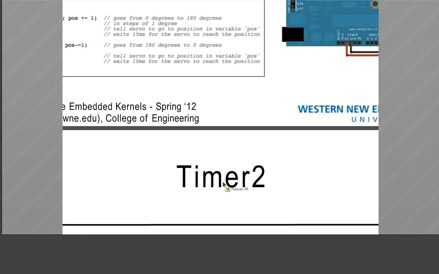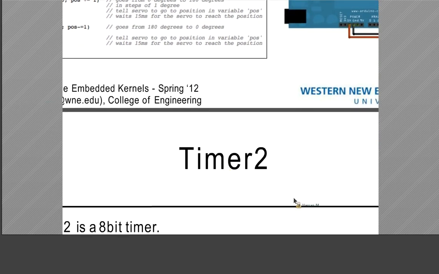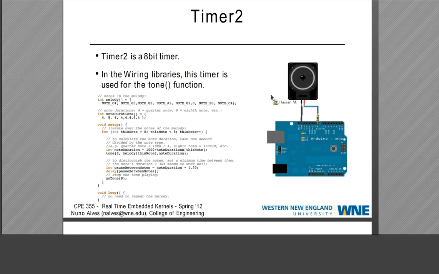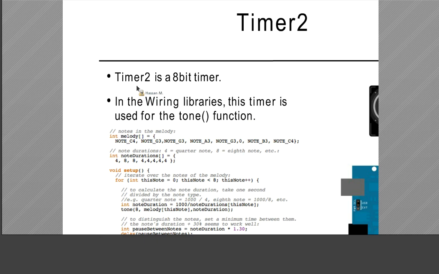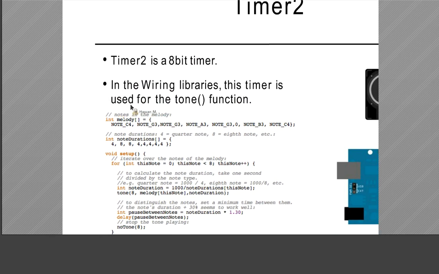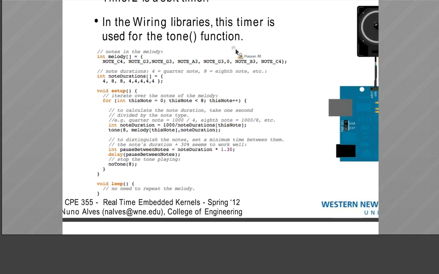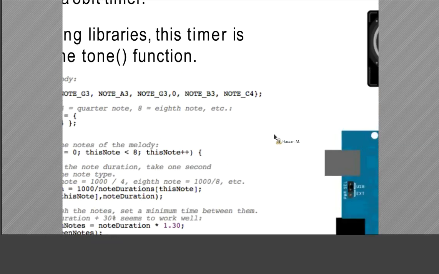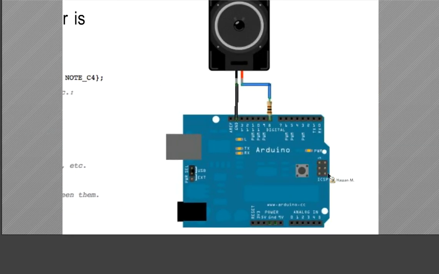And simple. Again, another slide. Timer 2, again a good item, a good slide. For music, each of you like it. Timer 2 is an 8-bit timer, okay? In the Wiring library, this timer is used for tone and noTone, okay? Tone is used for constructing some music. Here, for example, in a produce, okay?